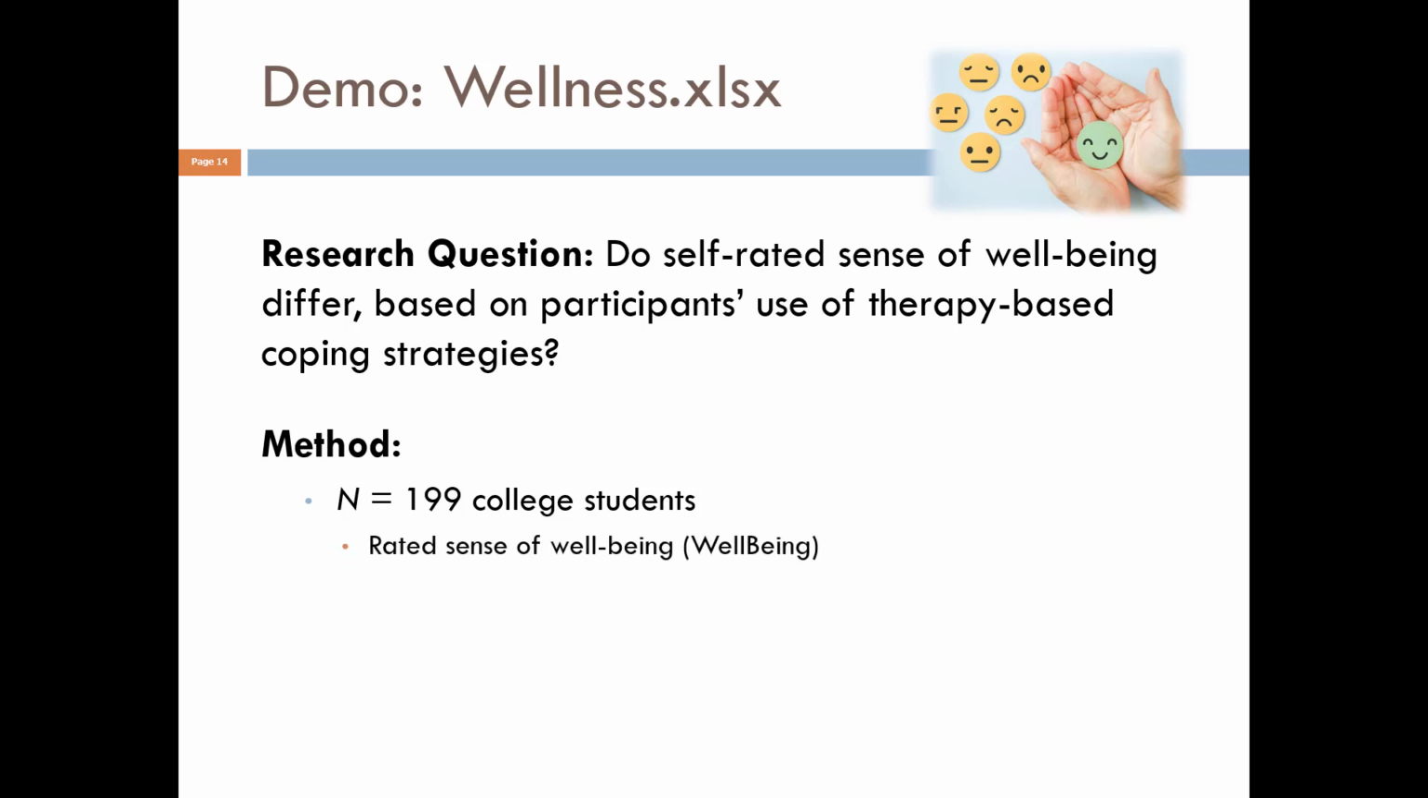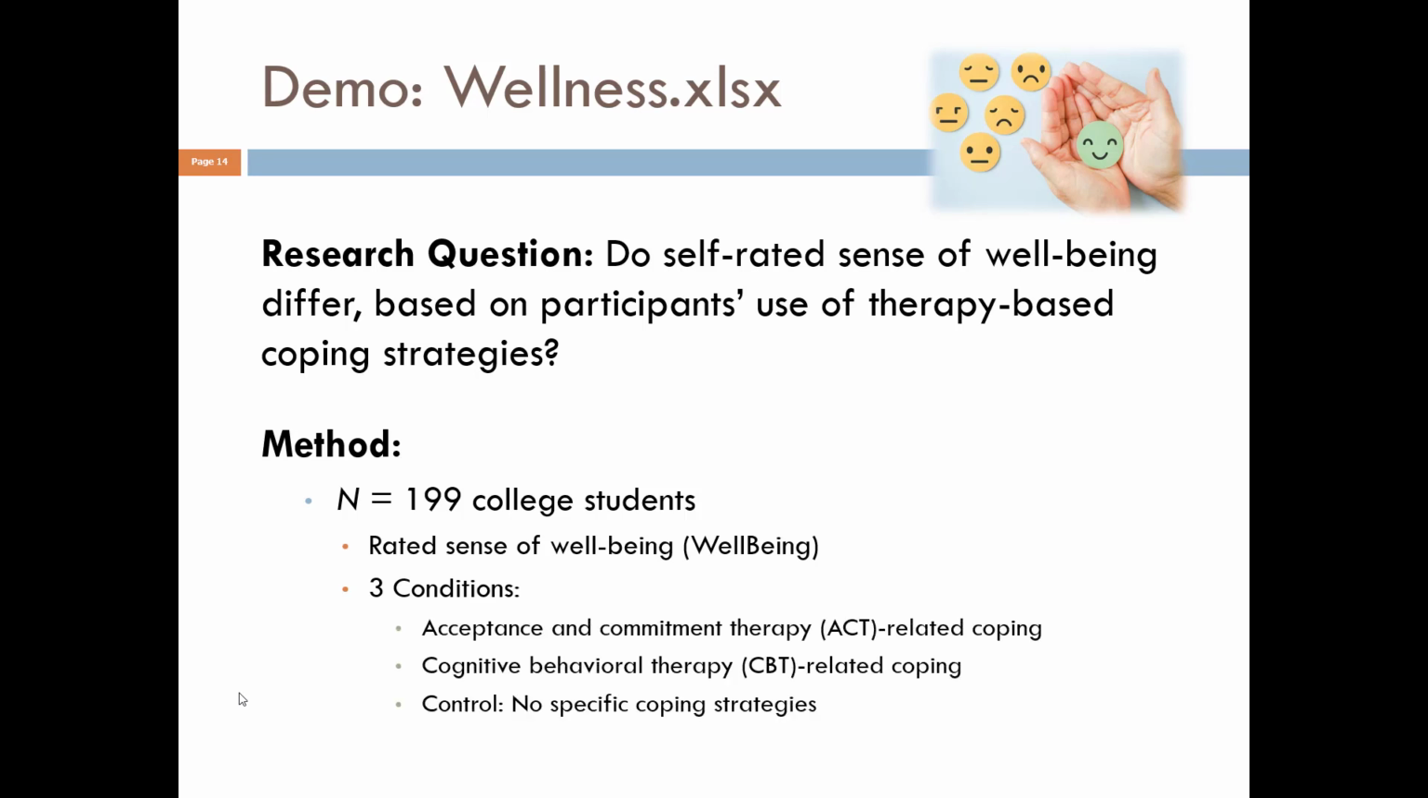Students rated their sense of well-being, which was captured in a continuous variable called well-being. Participants were assigned to one of three conditions based on the type of coping strategies they were using to cope with everyday stress. One was acceptance and commitment therapy. Second was cognitive behavioral therapy. And the third was just a control condition that did not have any theory-based coping strategies.